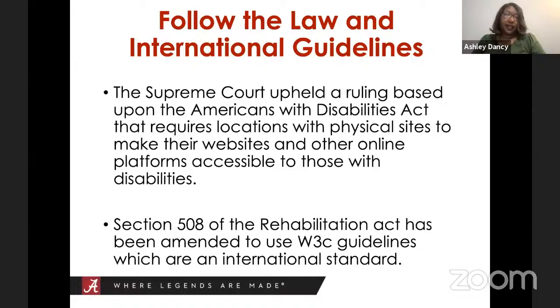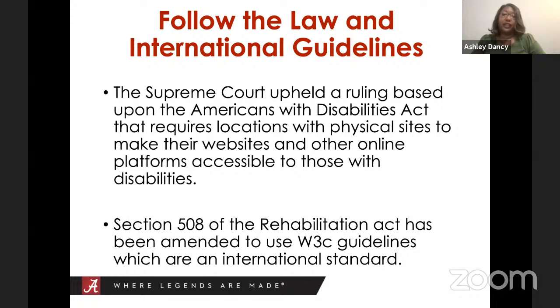So a man was saying that he was unable to use the website to order. And Domino's was saying, well, as long as you can call or come to the store, we don't need to change how we're doing things. So he sued, and it moved through the courts, and eventually the Supreme Court ruled, based on the Americans with Disabilities Act, that everyone needs to be able to use a website. So it needs to have standards for people with disabilities.